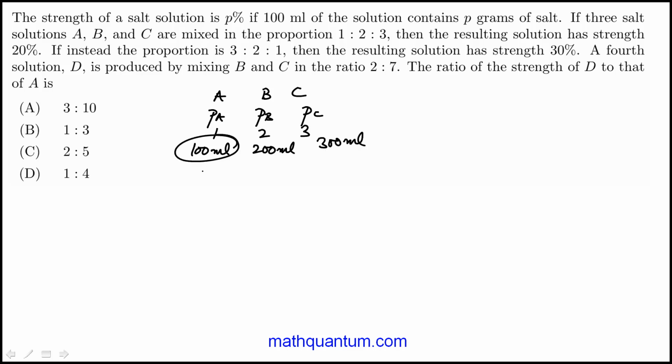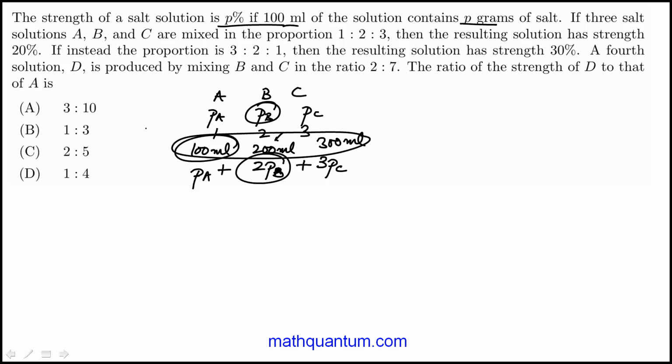So the amount of salt here would just be P sub A based on that definition. Here would be 2 times P sub B because 100 ml has P sub B grams of salt, so 200 would have twice that. Same thing with the C portion. This would be 3 times P sub C. And all these would add up to the total amount of salt in 600 ml.